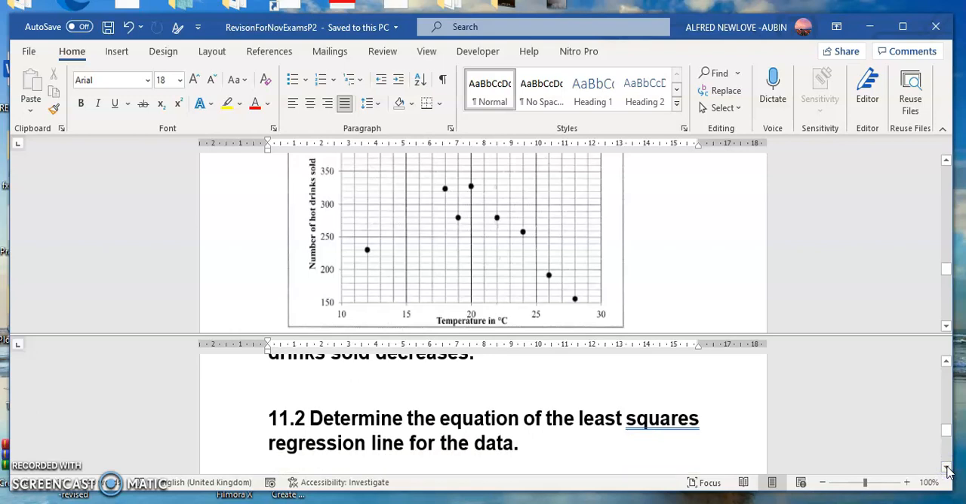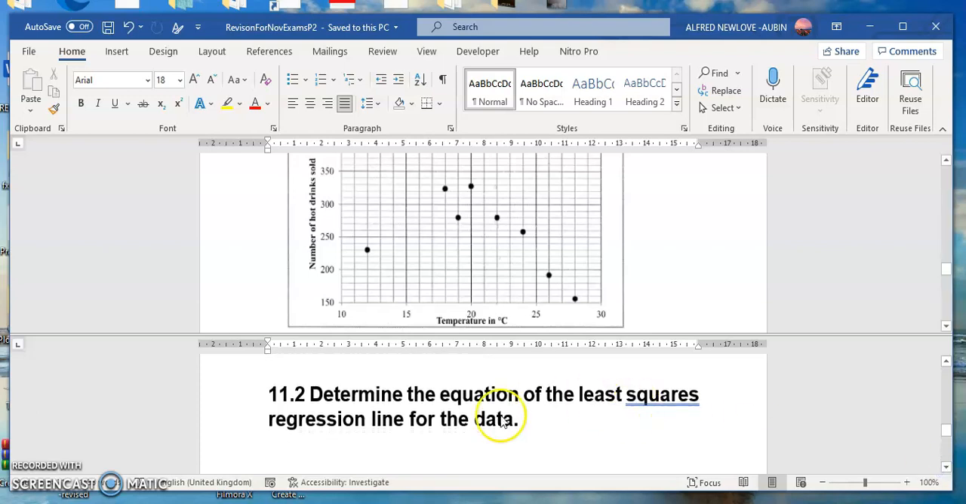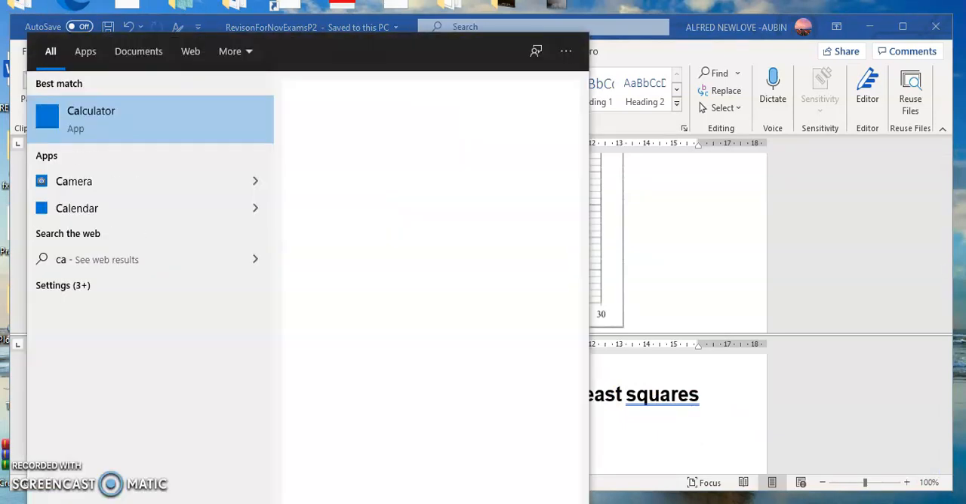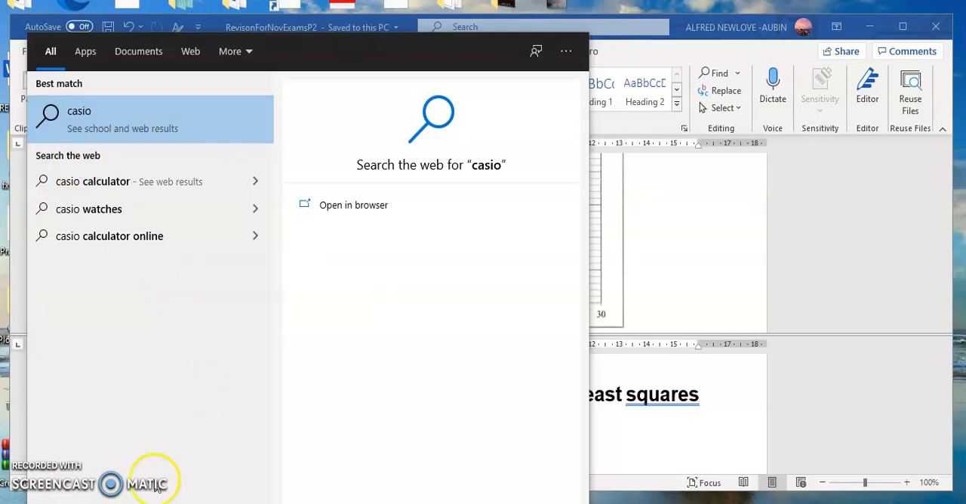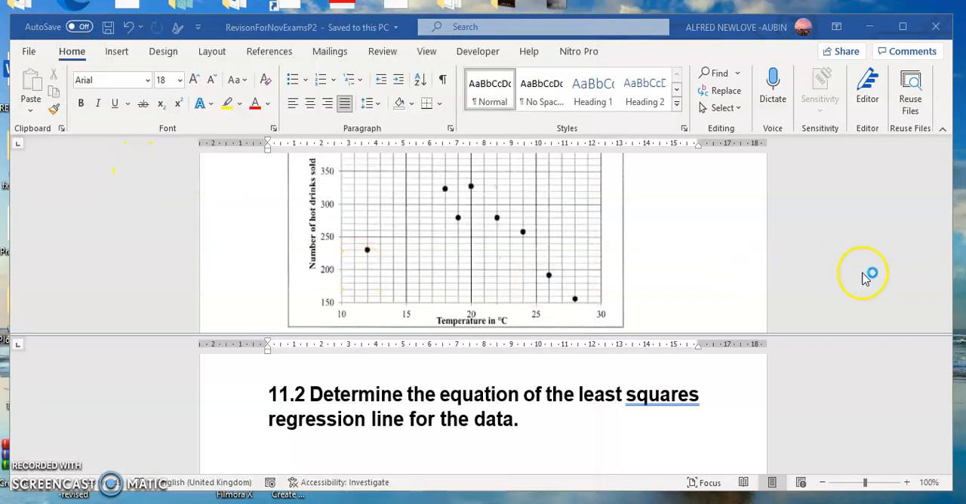Then let's look at the next question. Determine the equation of the least squares regression line of the data. They want the equation of the regression line. This one is calculator work, so we need a calculator. So let me get my calculator now. My Casio calculator is here.